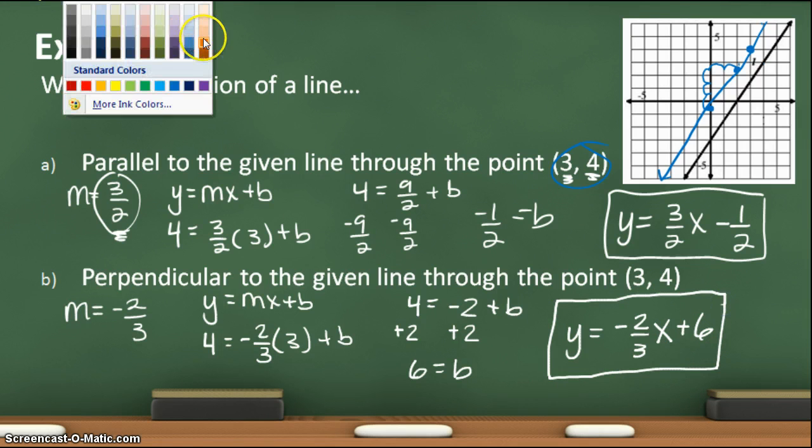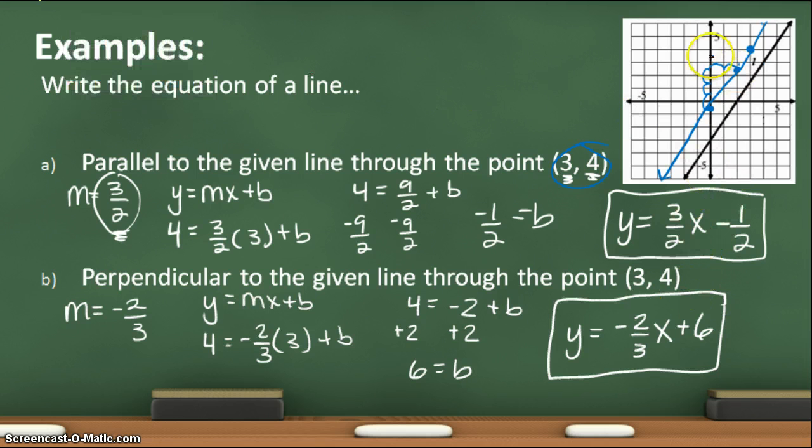So let's go ahead and put that on the grid. I would go to positive 6, 1, 2, 3, 4, 5, 6, right there, and I'm going down 2 and over 3. You can see it's perpendicular to the given line, and going through the point (3, 4). So that's what you're doing. Just find those parallel or perpendicular slopes, and then write the equation of the line using the given points. So hopefully that helps. Have a great day.